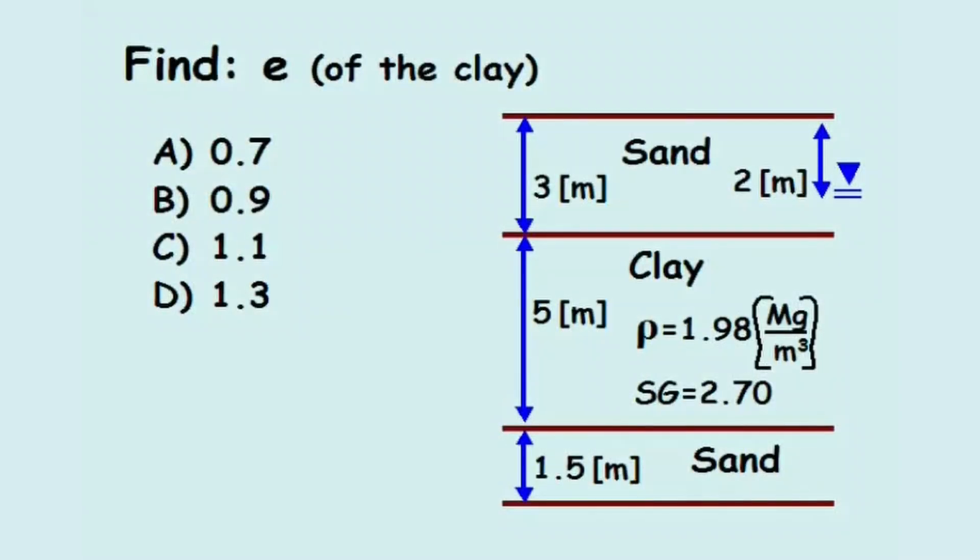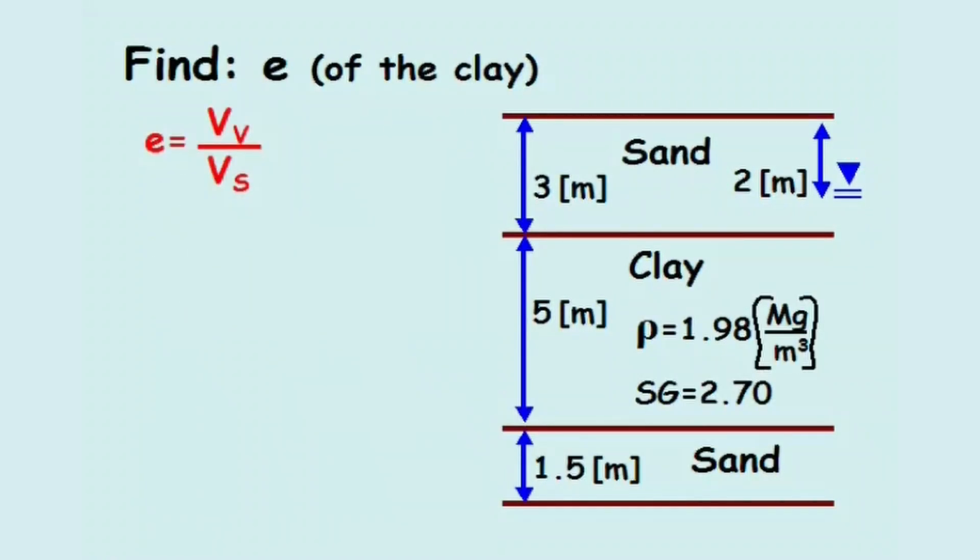Find the void ratio of the clay layer. In this problem, a 3-meter thick layer of sand rests above a 5-meter thick layer of clay, which rests above a 1.5-meter thick layer of sand. We've also been provided the total density and specific gravity of the clay, and we notice the groundwater table is 2 meters beneath the soil surface.